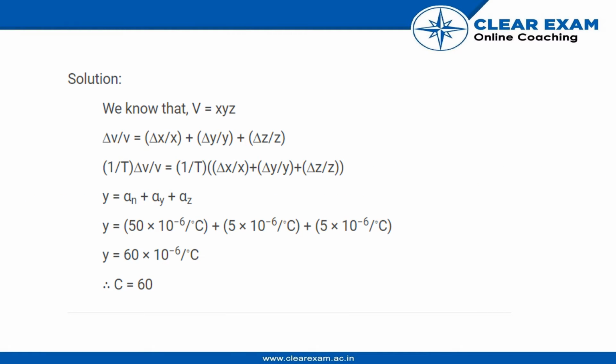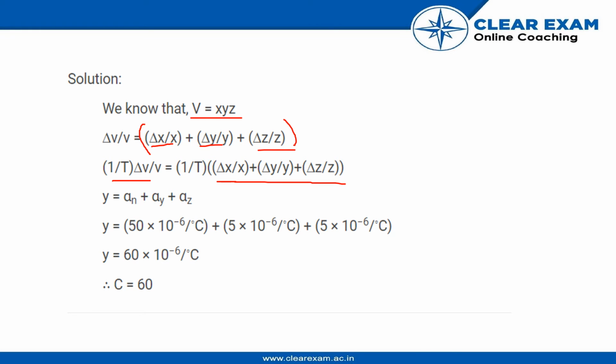So we know that V equals xyz. So ΔV/V is Δx/x plus Δy/y plus Δz/z, clearly. Now we multiply 1/t on both sides, and we get (1/t)(ΔV/V) equals 1/t multiplied by this whole equation, that is Δx/x, Δy/y, and Δz/z.